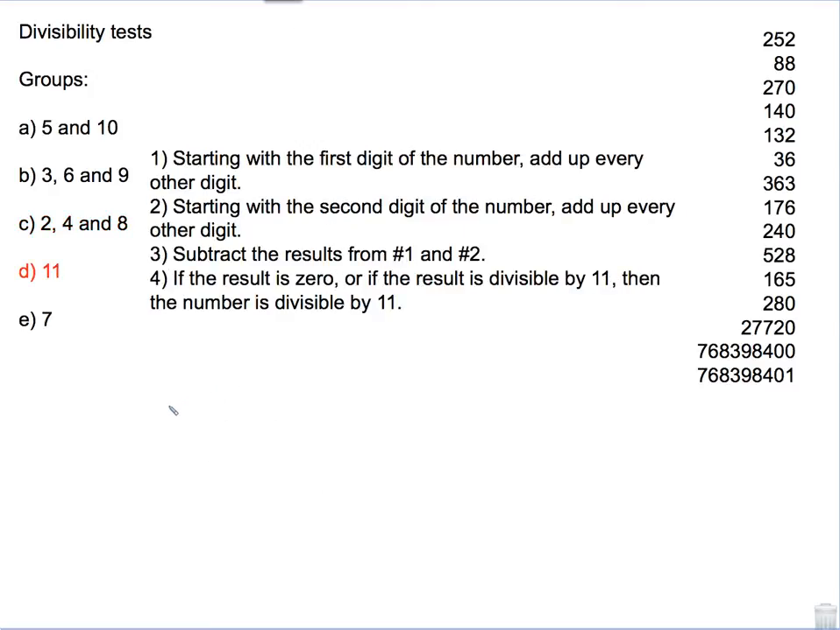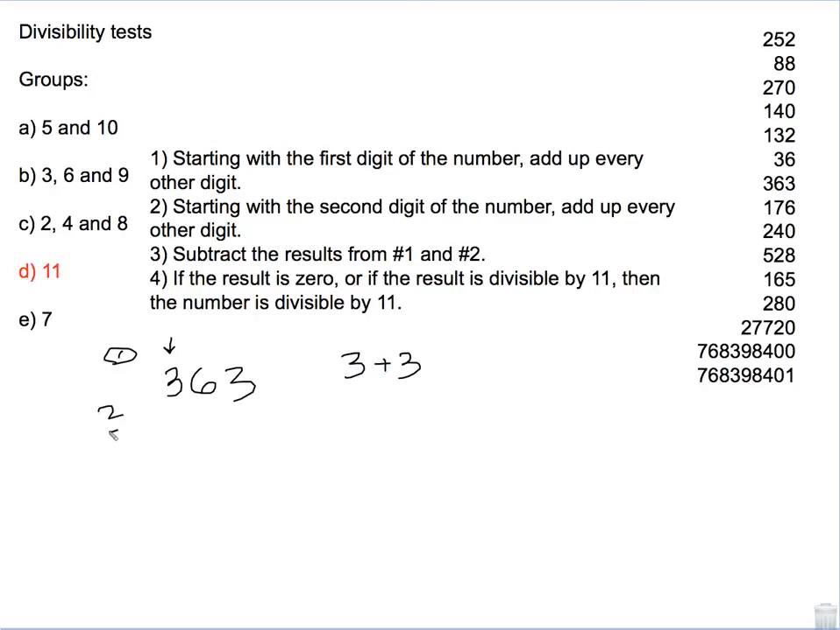Next, we'll take a look at the divisibility test for 11. Now for 11, what we do is we'll take a number and let's do 363. So first, we'll start with the first digit of the number and add up every other digit. So that's this one, we skip this, and then this one. So that's 3 plus 3.